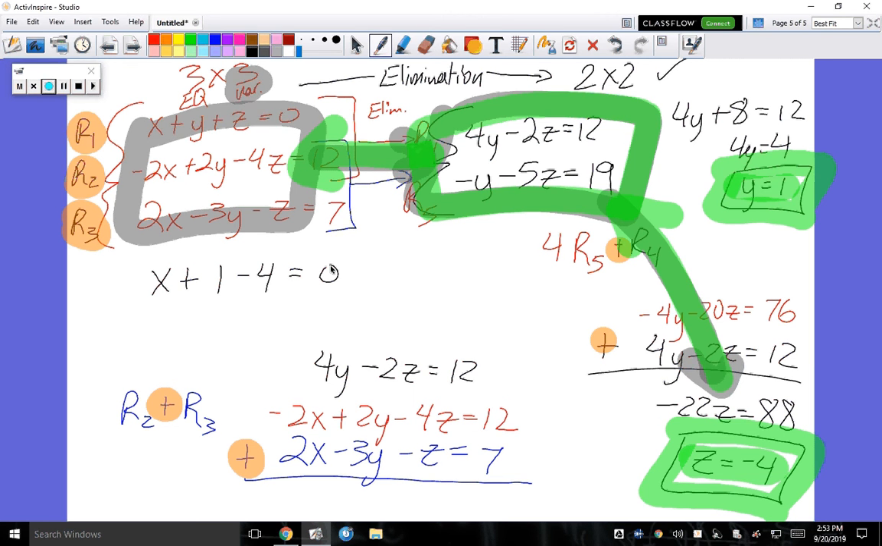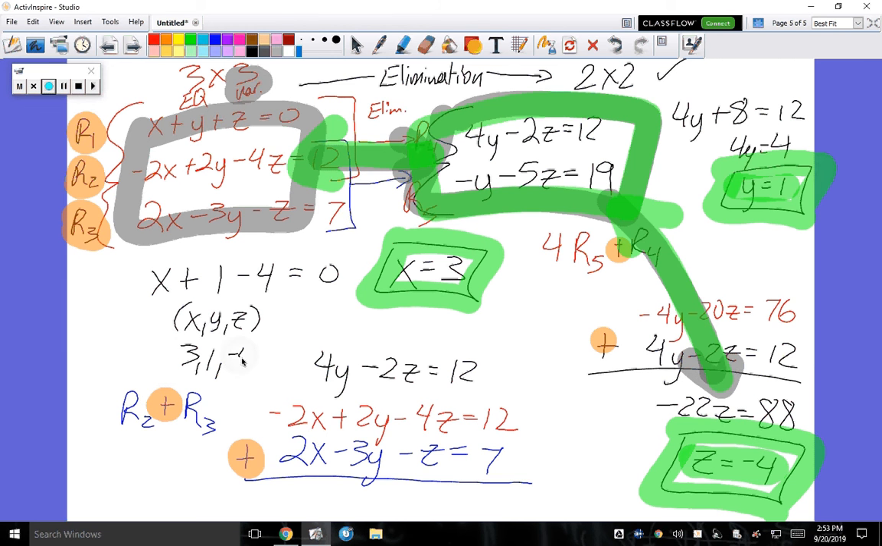You with me? What would x equal? 3. Now look, red alert, red alert. I'm about to say something very important. In your answer, I want you to put it like x, comma, y, comma, z. So you would put 3,1,-4, just like this, into that little computer program that I'm going to open up for you in just a bit.